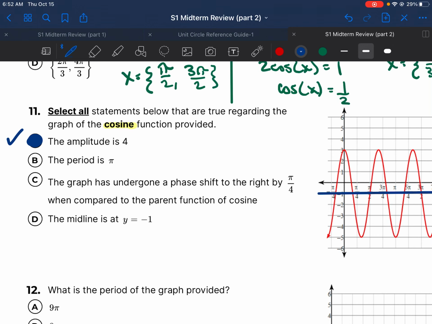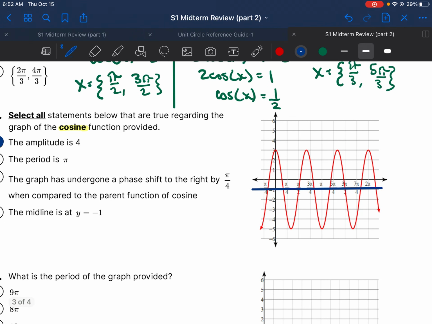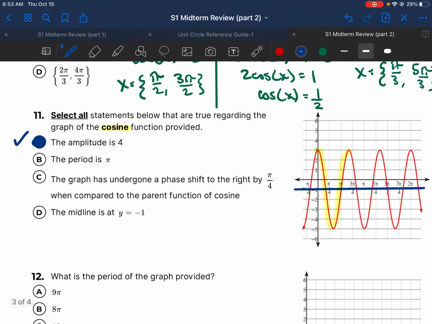Statement B says that the period is pi. Well, we can tell period by looking from peak to peak when we're talking about sine or cosine functions. So if I go from peak to peak, for example, right here, and look at that horizontal length, that would tell me the period. I'm going to go ahead and highlight that little section there. So that's one complete cycle, peak to peak. And notice that our cycle starts at 0, but this location where it ends is not pi. So the period could not be pi. So this would be false.